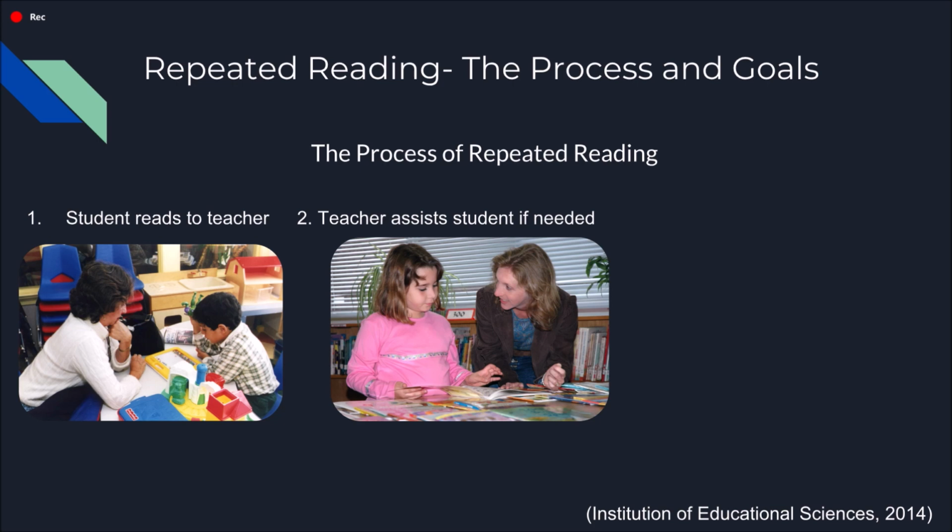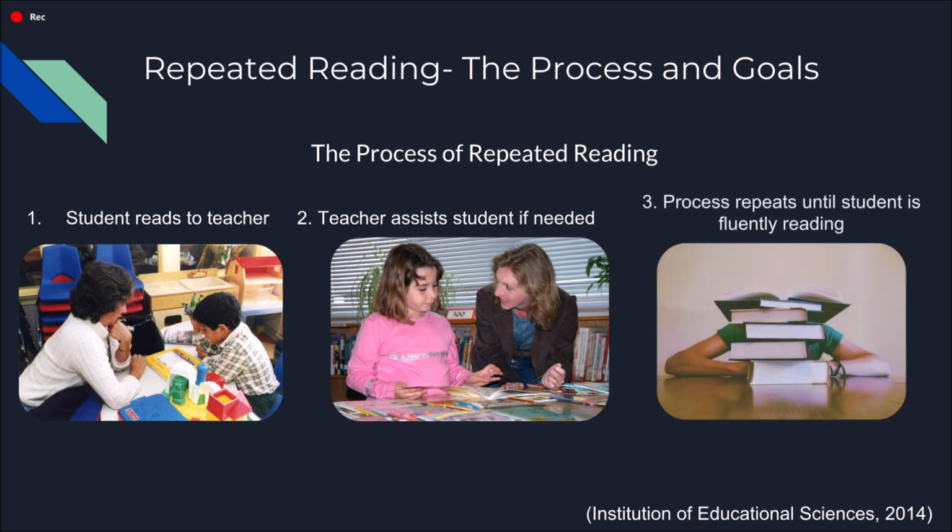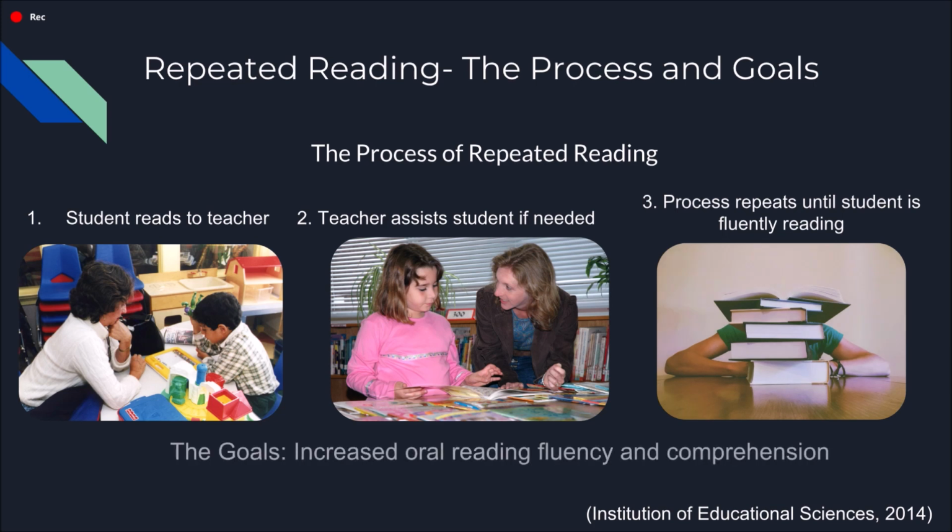Usually a teacher will read a word to the student and have the student repeat it if the student misreads the word or hesitates for more than 5 seconds. Teachers will also provide the pronunciation or definition of the word per the student's request. A student will reread the passage and the process will repeat until the student is reading the passage fluently. The goal of repeated reading is that oral reading fluency and reading comprehension would increase.